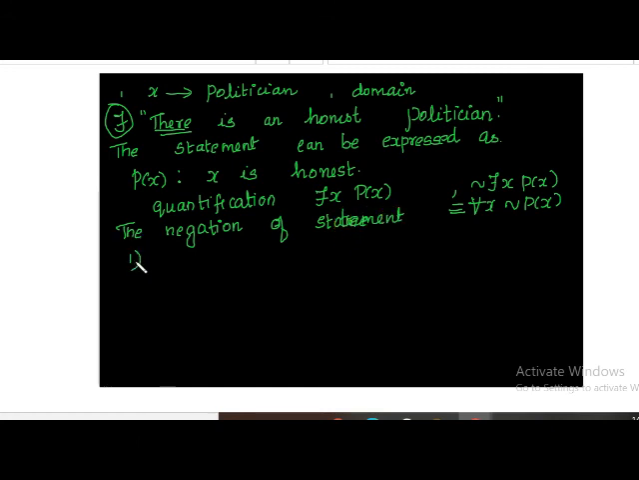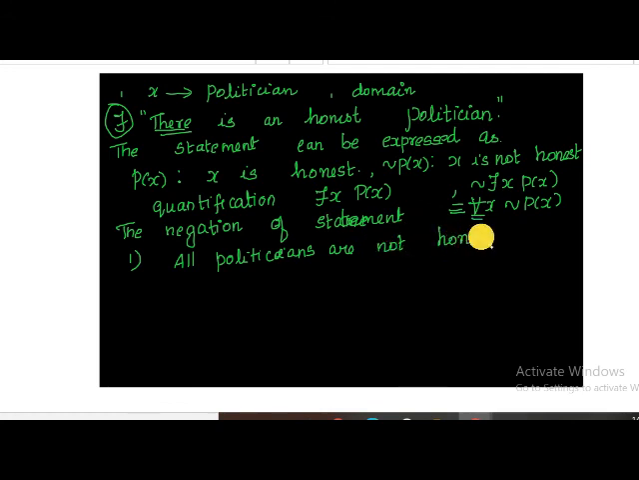The statement is: there is an honest politician. The negation should be for all, so you can write: all politicians are not honest. We can write it this way because for all means all politicians. Negation P of x, where P of x means x is honest, is x is not honest. That is the negation. Therefore you can express this statement as all politicians are not honest.